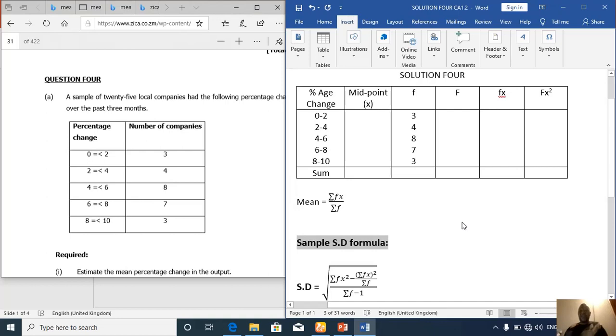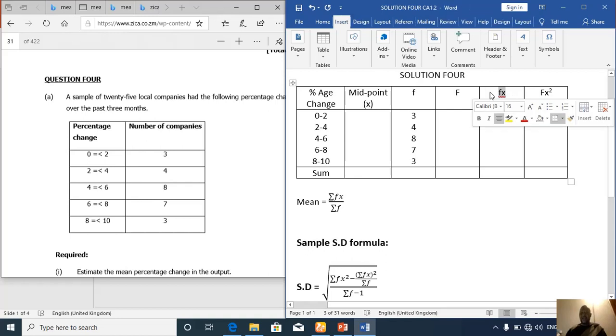Now, in your solution, you're going to create a table. The columns you have in your table depend on the things that you will be required to calculate from the question. For example, we are asked about the mean, so we need the summation of fx. So we need to have a column called fx. The reason why that column fx has arisen is because in our mean calculation we need the summation of fx, and in our standard deviation calculation we also need the summation of fx. So we need to calculate those values for fx.